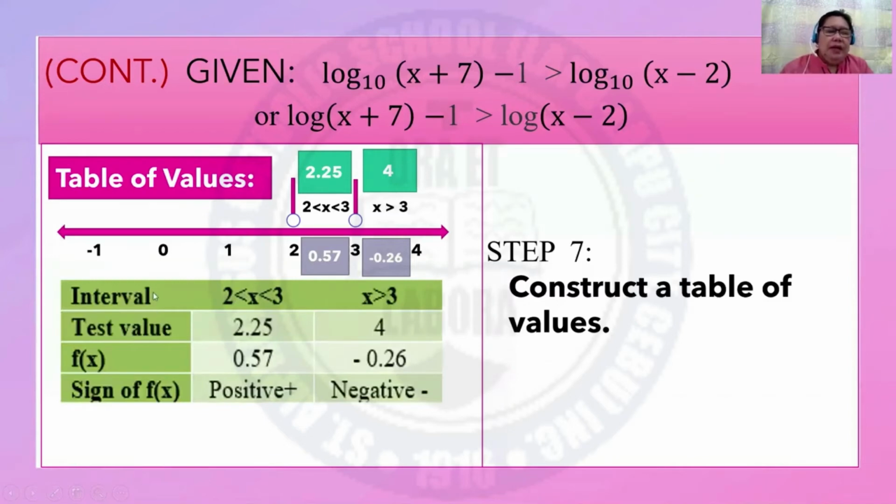So for step 7, you construct a table of values. So the interval we have for x between 2 and 3, we test 2.25 and the result is 0.57. And for x greater than 3, we test 4 and the value is negative 0.26. And the sign of the function here is positive. The sign here is negative.